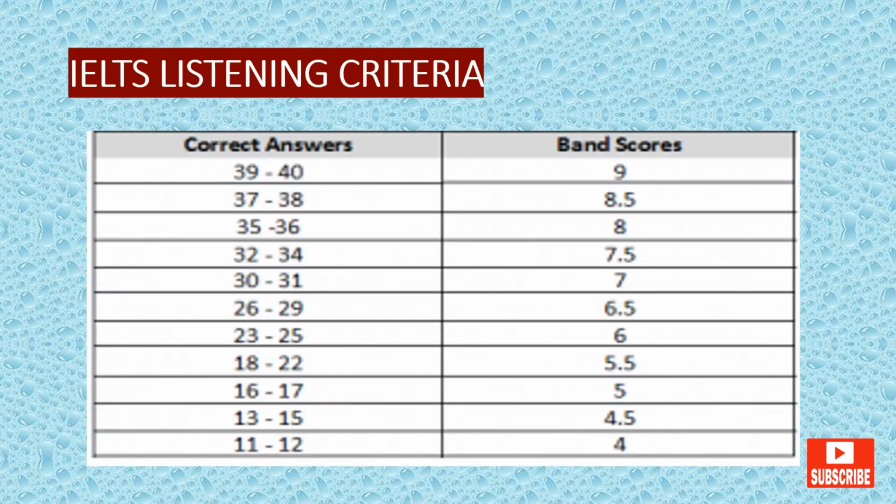On the other hand, the IELTS listening criteria, whether it's IELTS Academic or IELTS General, remains the same. Now here, again, you should be scoring a minimum of 30 to 31 points to get a band 7 score.